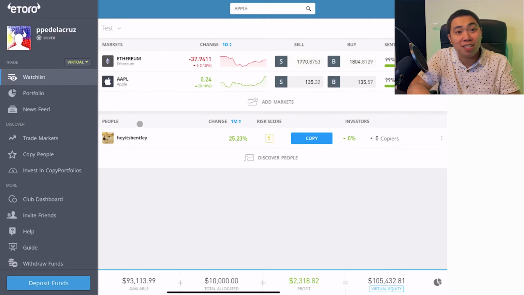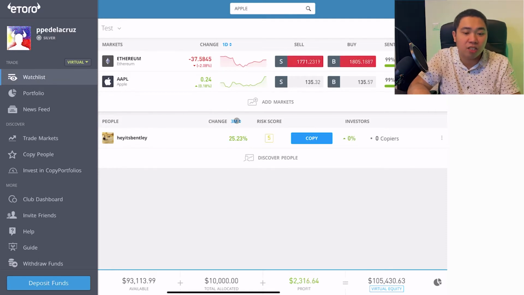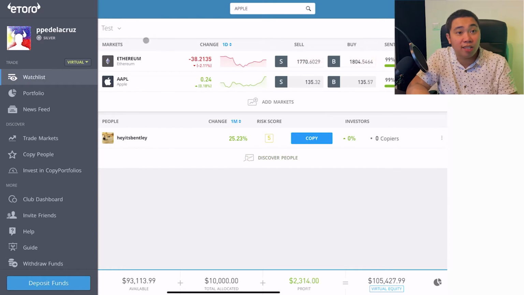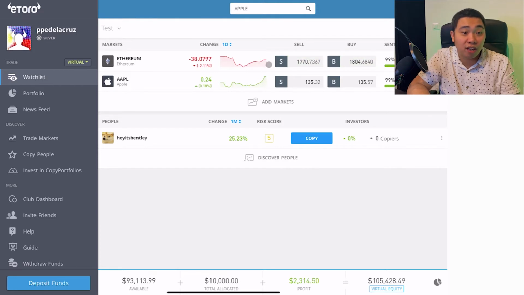You would be able to see the change, and you can also see the change over 3 months, 6 months, or 1 month, which is the default. You can have the risk score and the number of copiers. In this case, there weren't any copiers. What you can do then is monitor this watch list, and when you go on to your eToro screen, you will be able to see all of the fluctuations, and you can even select maybe a crypto watch list.